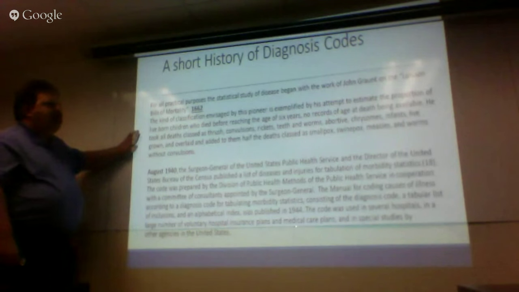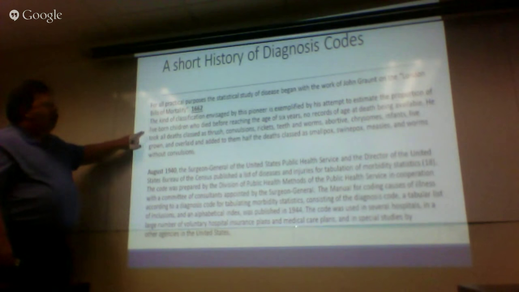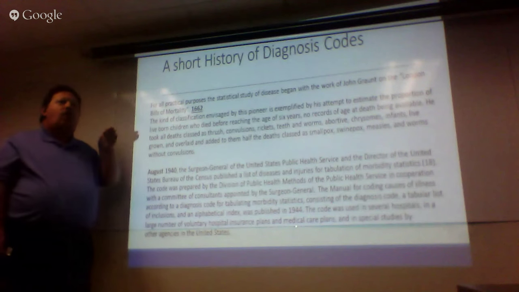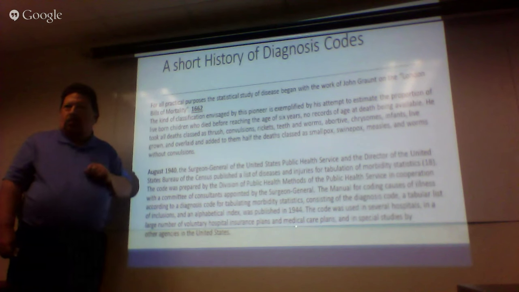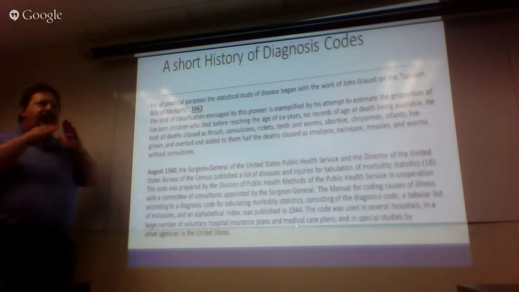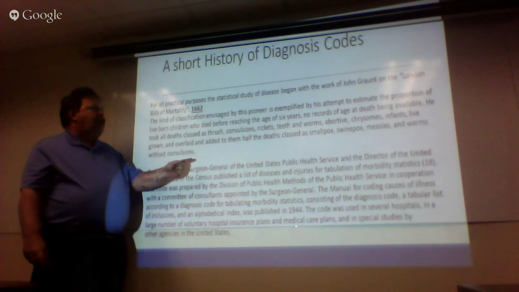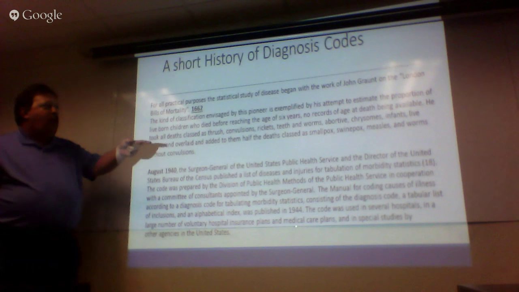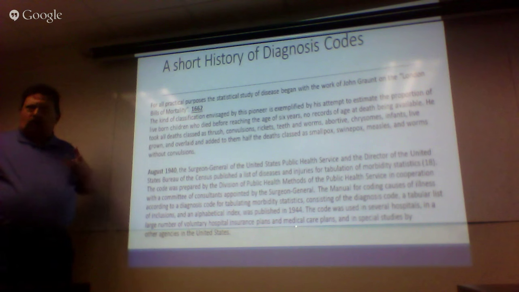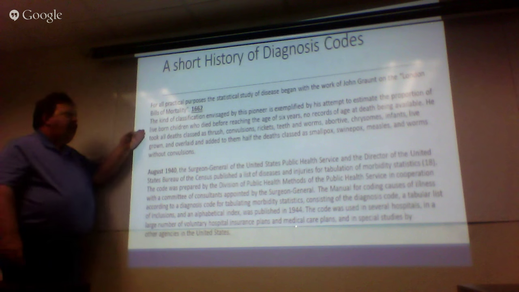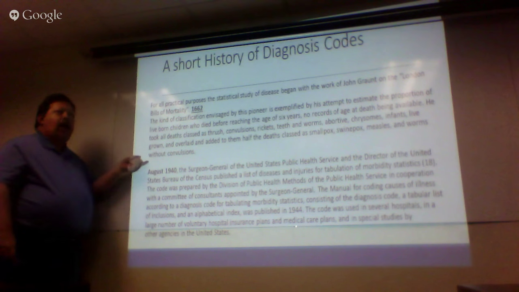Well, this first work was in London, and it was all about live-born children who died before they reached the age of 6 years old. That's what this initial set of codes was used to describe. If you look at some of these conditions, thrush, convulsions, rickets, teeth, worms, all of these strange things that nowadays we don't have for the most part in terms of conditions. But the initial work is all about mortality, what caused us to die. So that's how codes began.